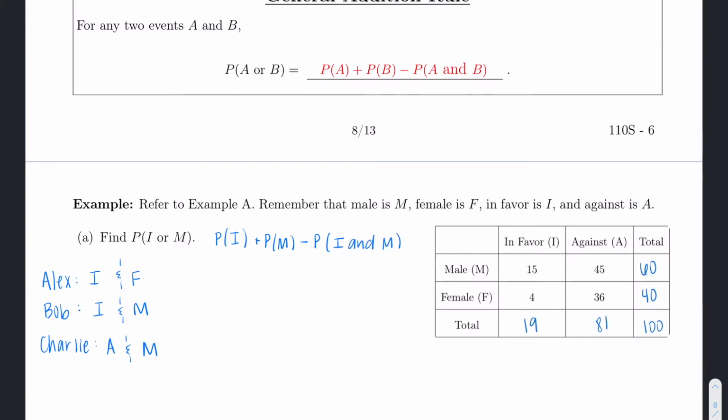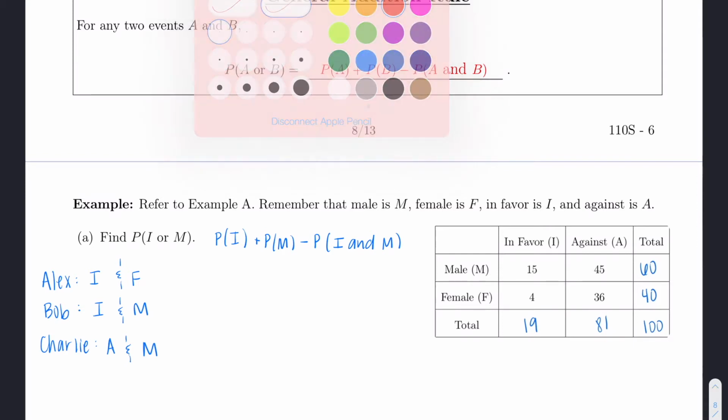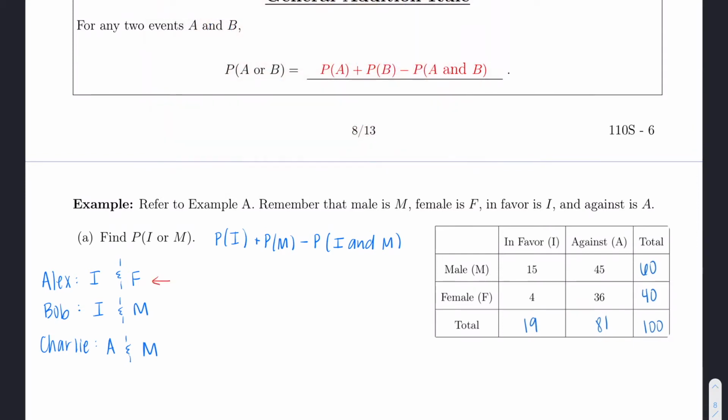And so real quick, let me explain why we subtract this piece right here using these 3 employees that I've made up on the side. You have Alex, who's in favor of working 4 days a week and is female. Then you have Bob, who is in favor of working 4 days a week and is male. And then you have Charlie, who is against working 4 days a week and is male. When I calculate the first 2 probabilities of this formula, notice what happens.